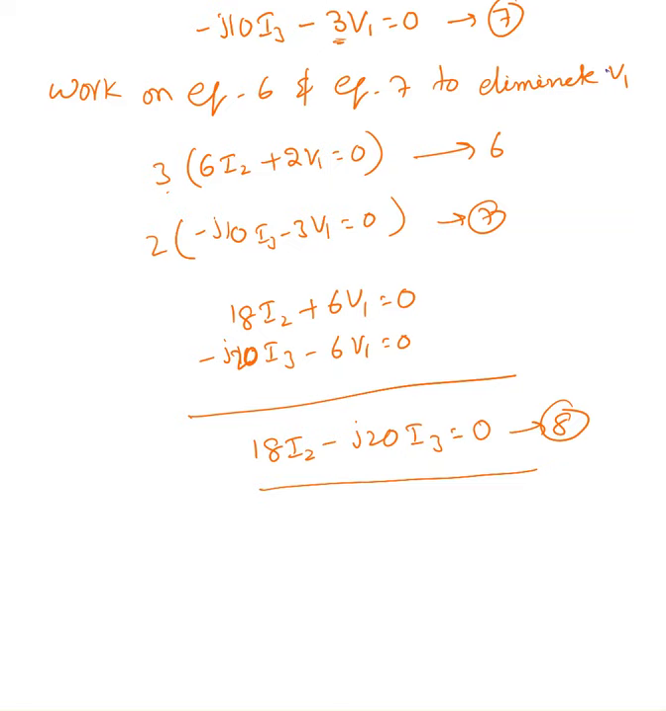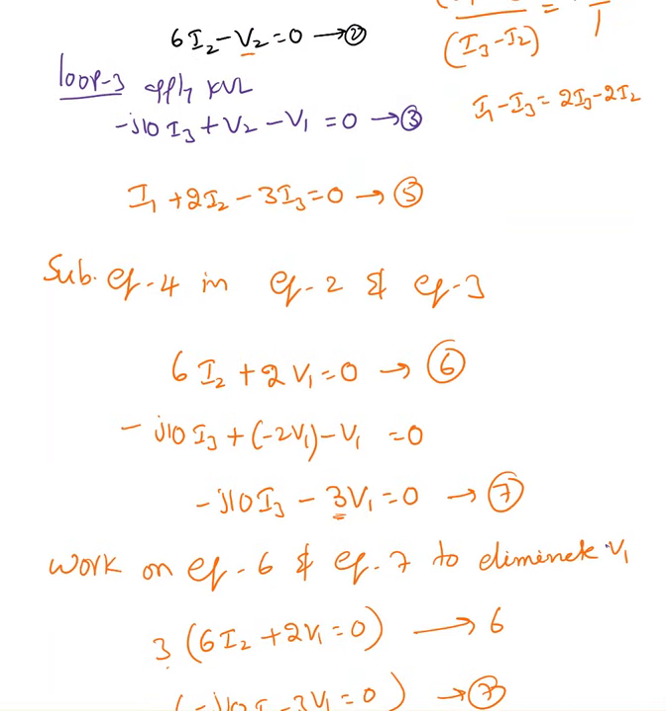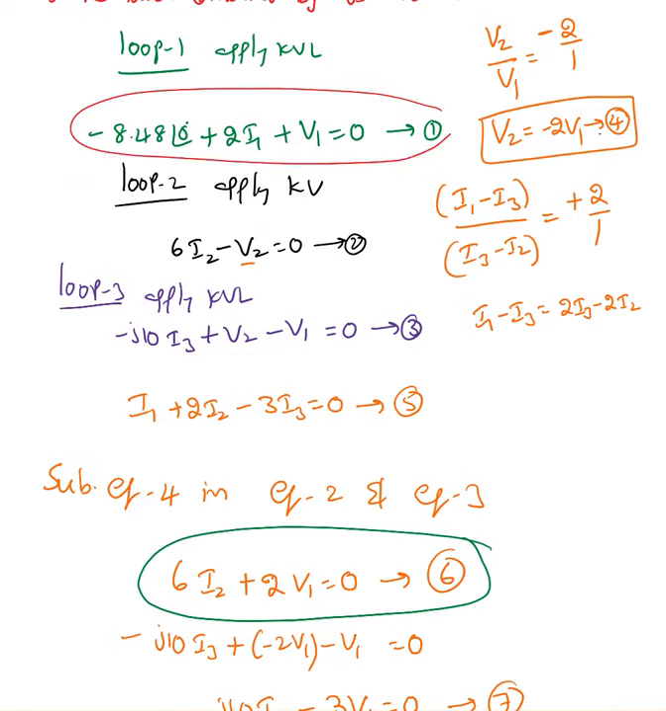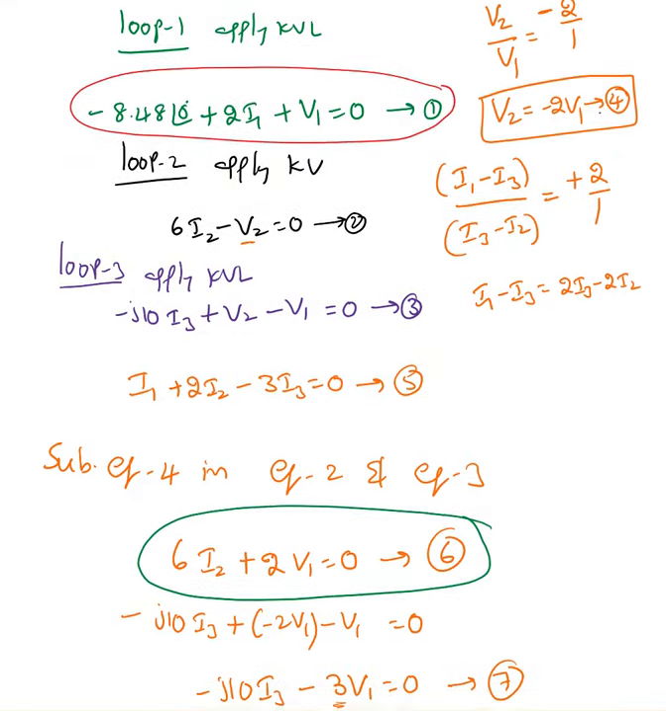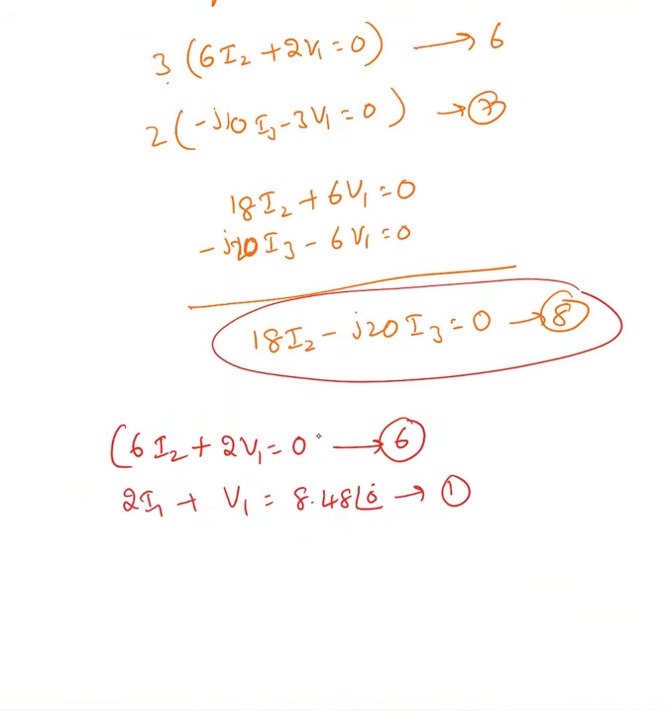Now if I have another equation with these two variables, I can solve for those two and find the I2 value. Our goal is finding I2. To get another equation, I'm going to work on equation 6 and equation 1, so that I can eliminate V1 in those two equations. So here I wrote it down, equation 6 and equation 1.